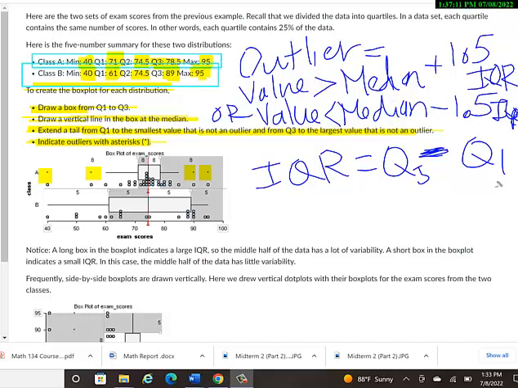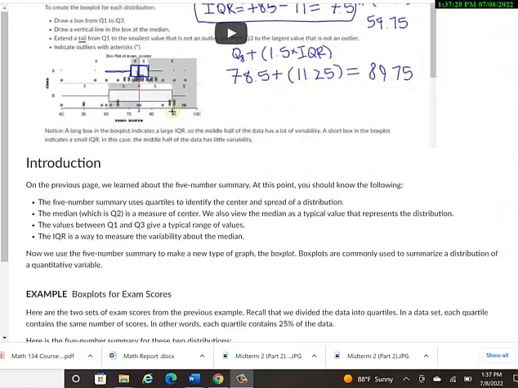So if you were trying to figure out what's an outlier and what's not, I'd probably figure this out first: what's the interquartile range? The value of Q3, which you could see here, minus Q1. That's for class B anyway, but for class A it's going to be different. They've already done that for us, just in case someday you ever have to do that.